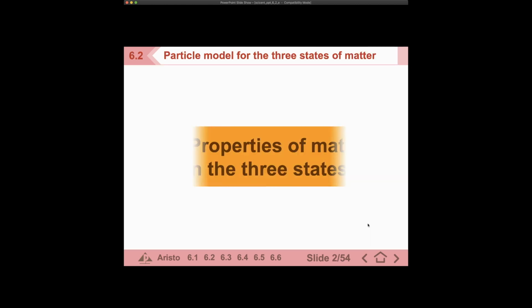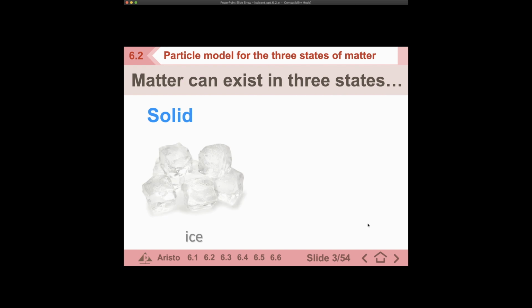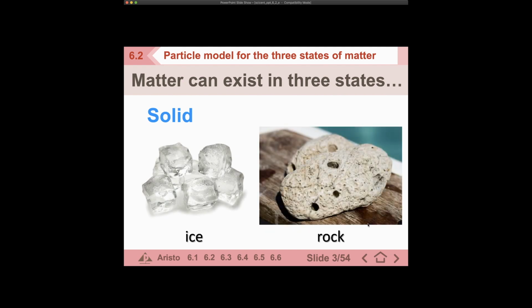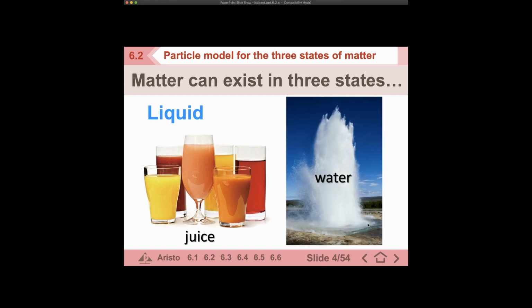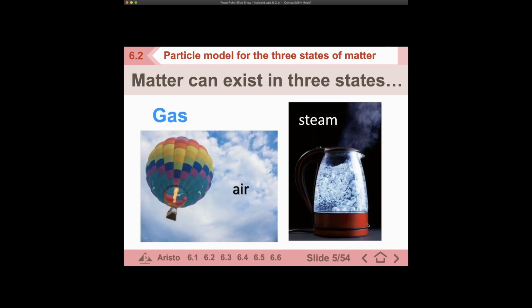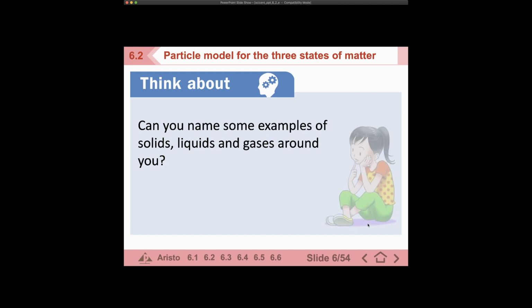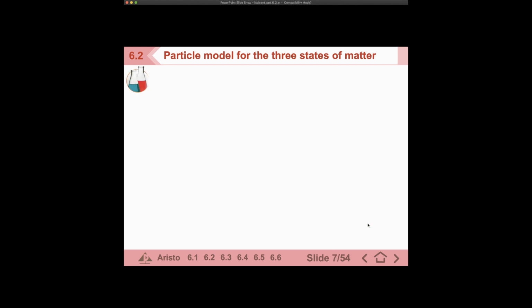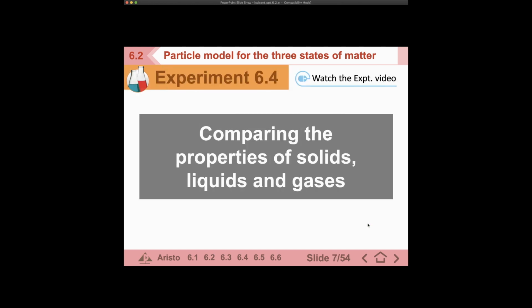This video is about the particle model for the three states of matter. First, let's look at the properties of matter in the three states. There are three states. First one, solid. Second one, liquid. Last one, gas. Can you name some examples of solids, liquids, and gases around you? Let's watch the video first.